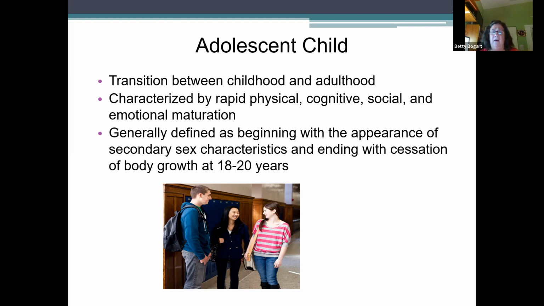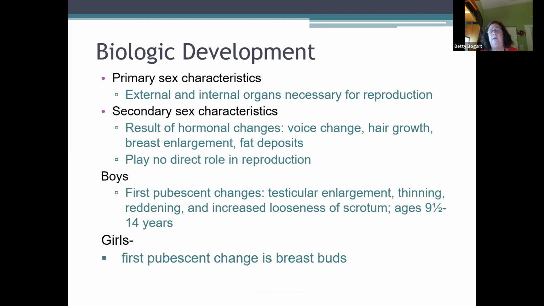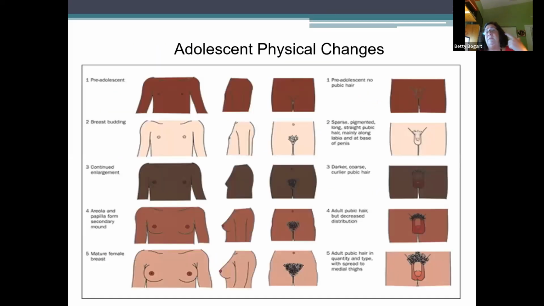The beginning of children becoming adults is puberty, when they get into adolescence. In boys, the first pubescent change that we'll see is testicular enlargement, and in girls it will be the breast buds. So then we know these children are going through puberty. There's going to be changes. And we know they go from being children to being adults as characterized by these pictures. This is part of Tanner's sexual changes that have been done.